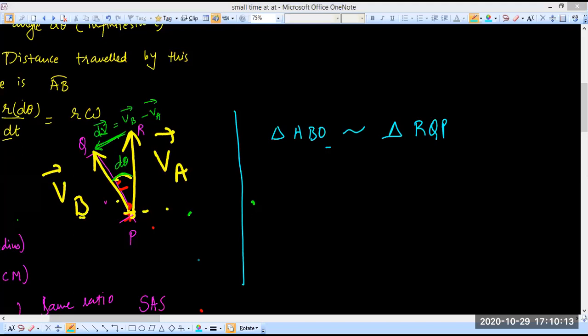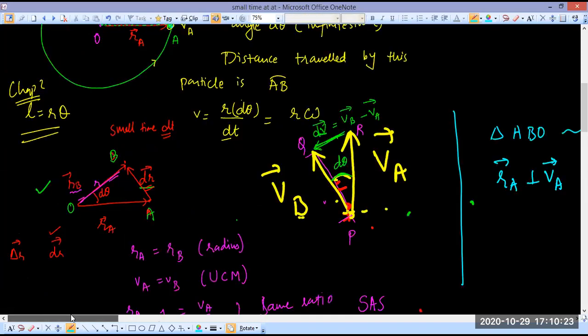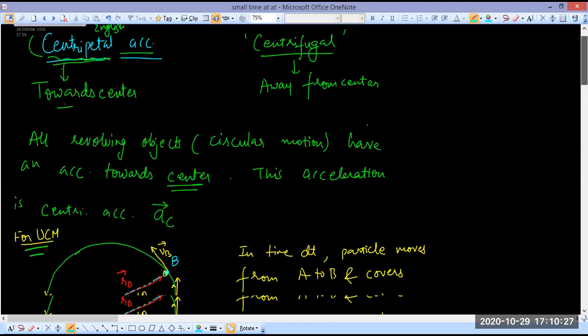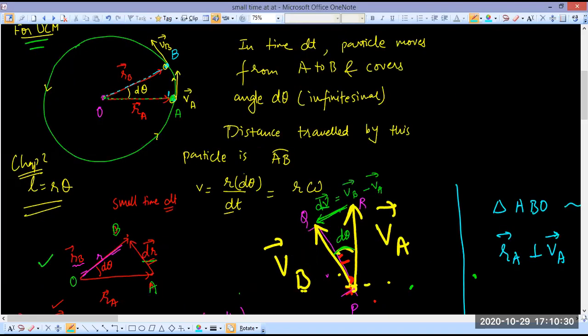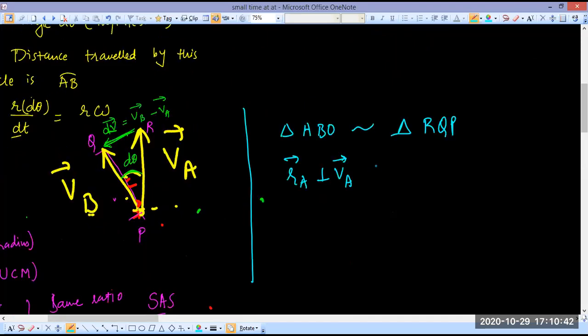Okay, so now, based on this, we are going to use the fact that RA is perpendicular to VA, correct? Why? Because the radius is perpendicular to the tangent. I hope you still remember that. I wrote it earlier on this previous page. I was explaining this, right? RA is perpendicular to VA. Please, everyone, turn off your videos. I hope you remember this. Is this clear, everyone?